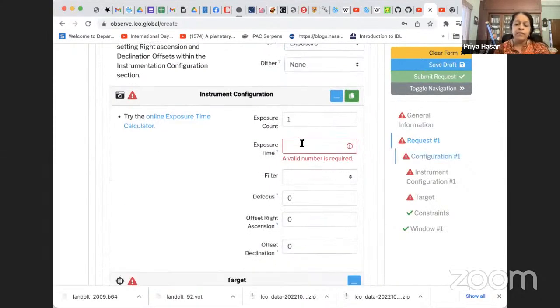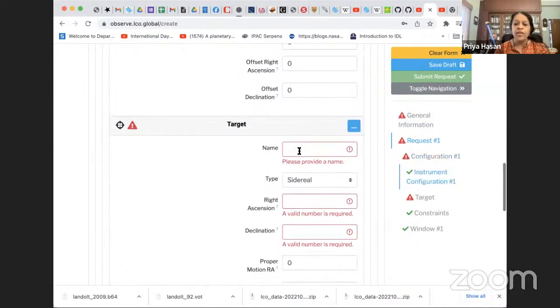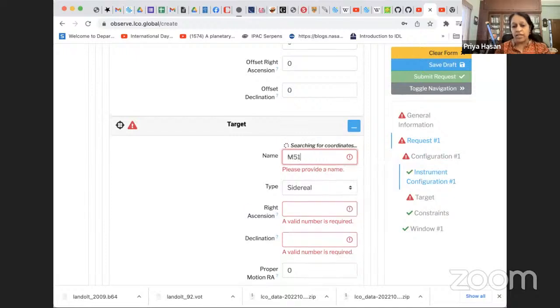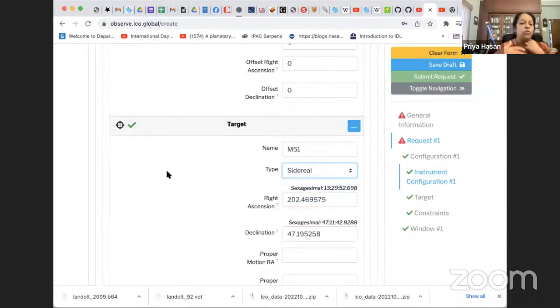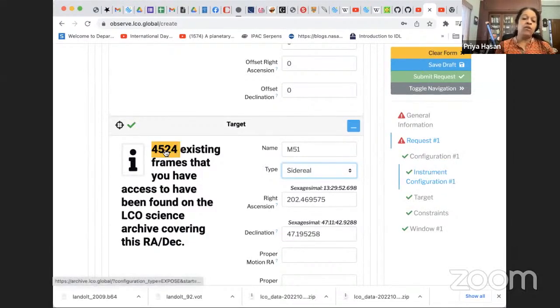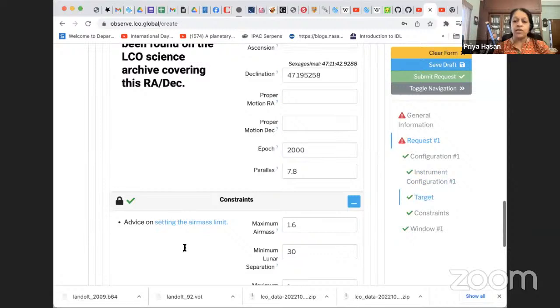And here, for example, we decide what is the exposure time. So let me say, for example, I'm saying 300 seconds. I can choose the filter I want, for example, B-band filter, and I can choose an object. For example, I can choose M51. I'll say this is a sidereal object, right? There are times when you may need to use non-sidereal, like recently when I was also trying to observe the DART. So what this is telling you is that on the LCO archive, they already have so many existing frames of M51 that you can access, right? But we can say, no, we still want to observe it. And therefore we say we still want to observe this object.